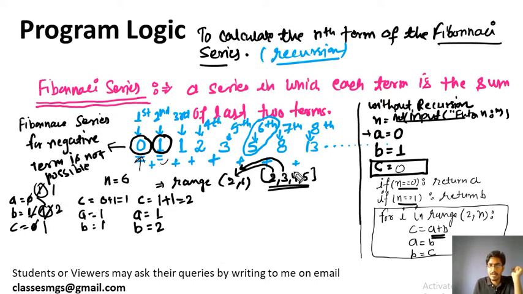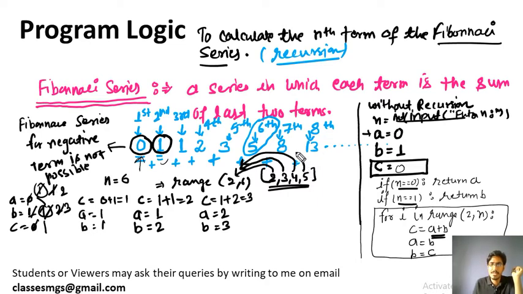Now our loop will continue again one more time. Now what will the c value become? a plus b. a has 1 and b has 2. So 1 plus 2 equals 3. a will become b. b's value is 2. b equals c. c value is 3. So the new values of a and b will become 2 and 3.